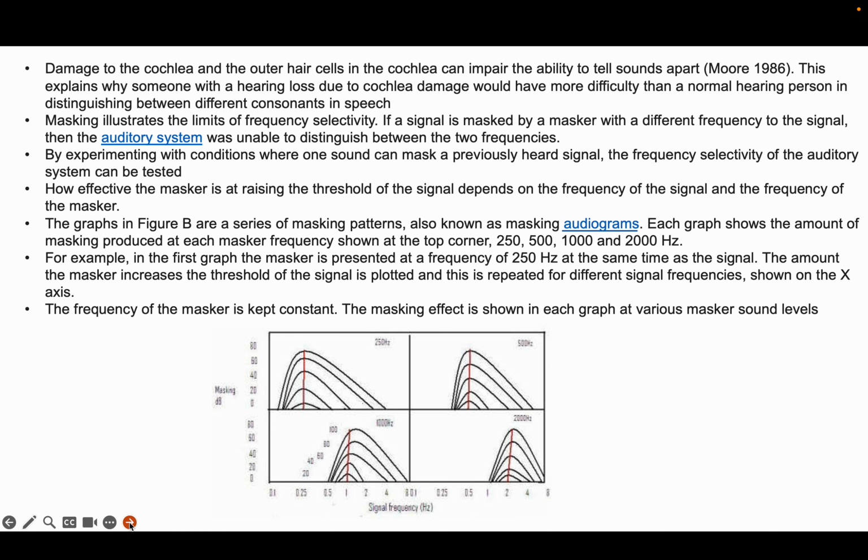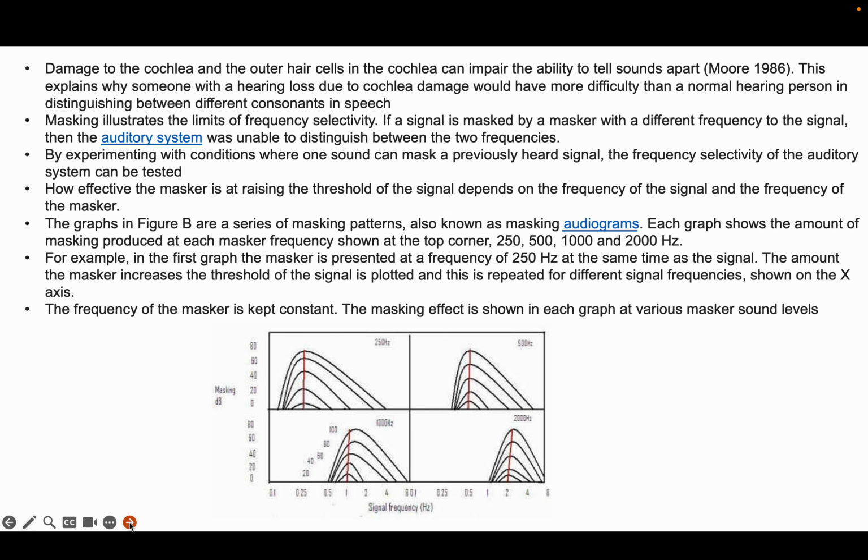Now, masking illustrates the limits of frequency selectivity. So if a signal is masked by a masker with a different frequency to the signal, then the auditory system was unable to distinguish between the two frequencies. So by experimenting with the conditions where one sound can mask a previously heard signal, the frequency of the signal depends on the frequency of the signal and the frequency of the masker. So that determines the threshold of when you hear the signal.